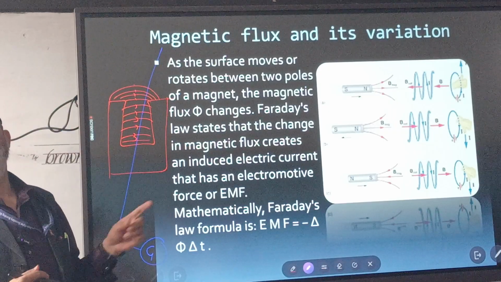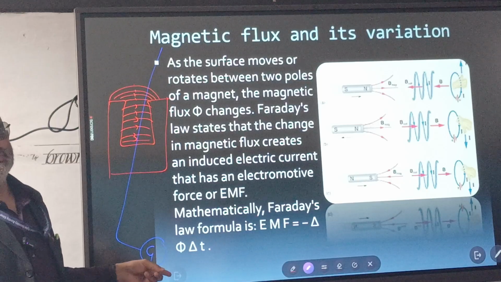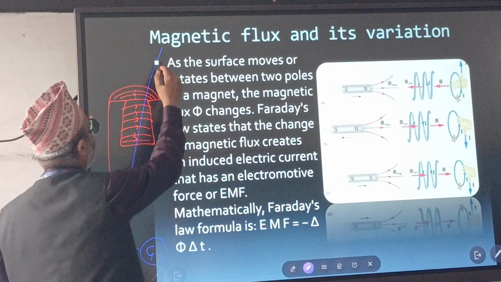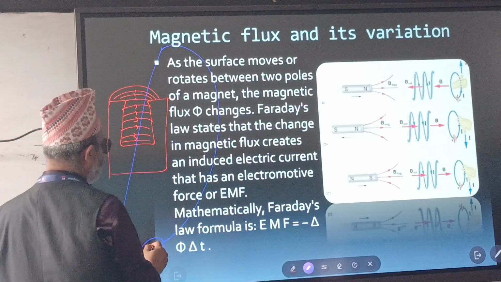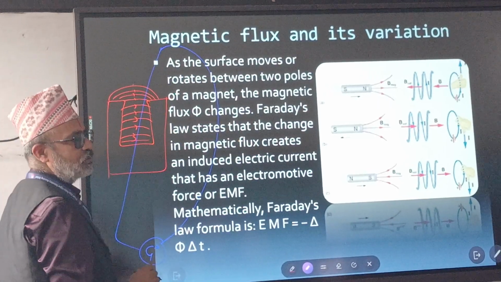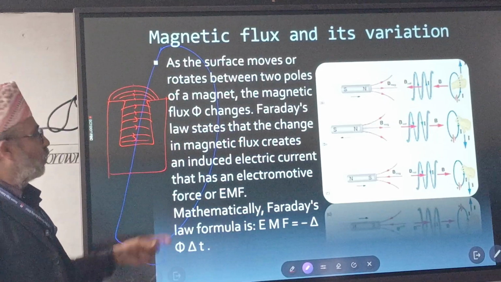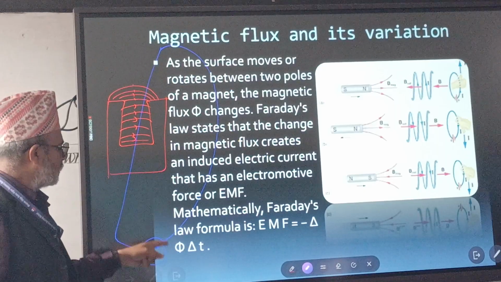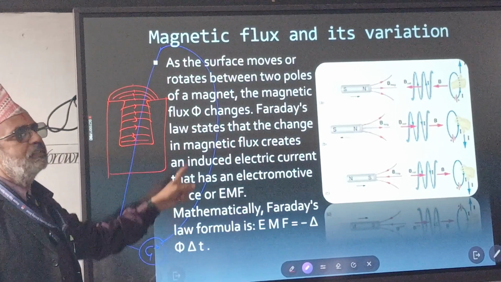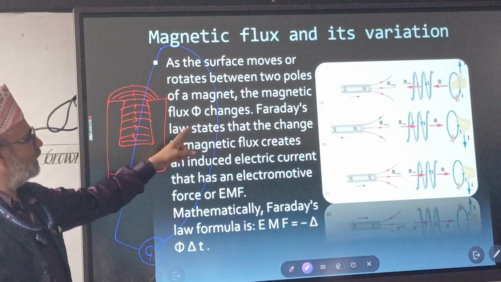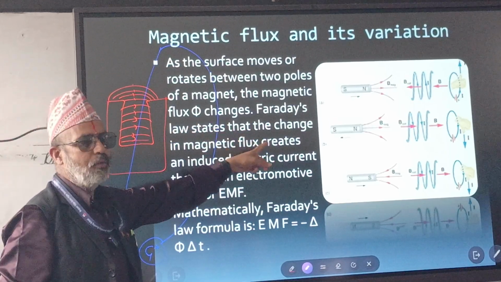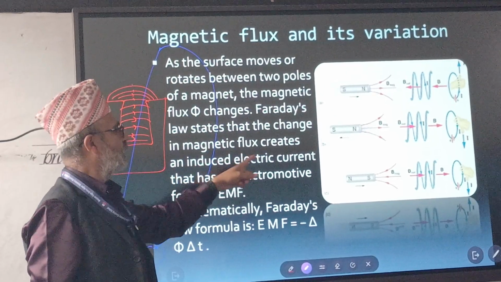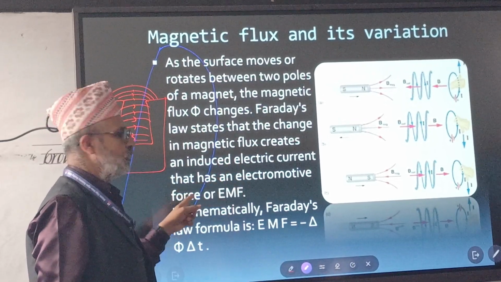G. Galvanometer. What does a galvanometer do? It measures the current. And when it was connected with the galvanometer, it shows some sort of charge or current. When there is change in magnetic flux, what is induced? Current is induced. That is Faraday's law. What is his law? The change in magnetic flux creates an induced electric current that has an electromotive force.